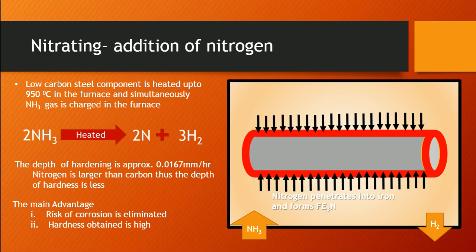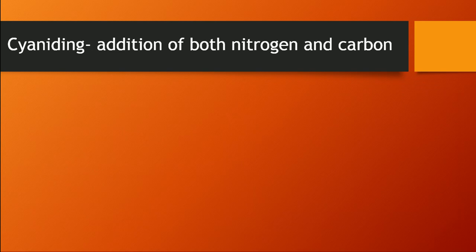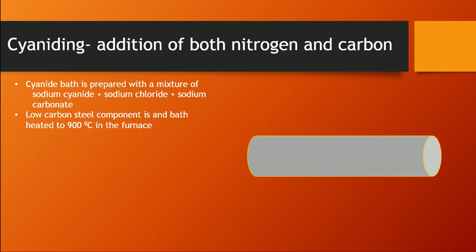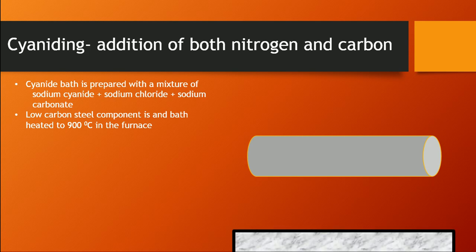Okay, there is one more process that is called cyaniding. In cyaniding, we are trying to add carbon as well as nitrogen. So what I will do is take a bath of sodium cyanide, sodium chloride, and sodium carbonate. I will take the bath with all three components mixed. Then I will add the component into the bath.